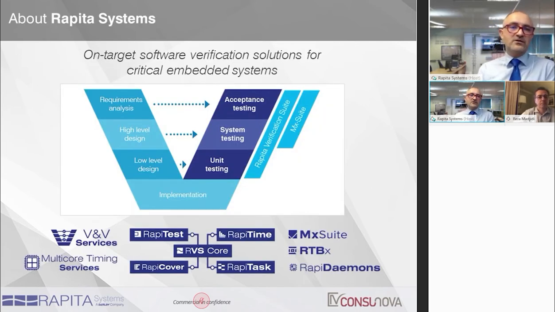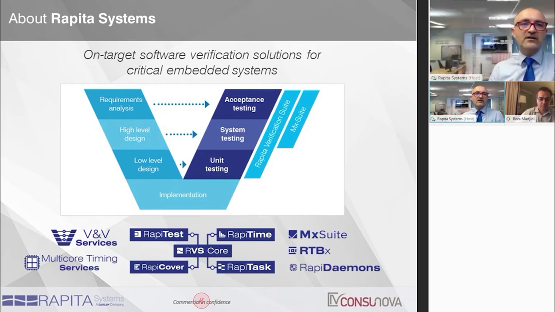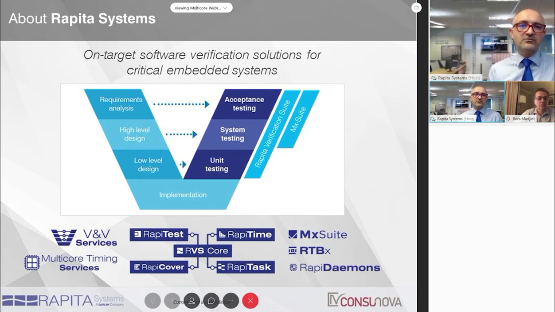So a quick word about who we are. Rapita Systems is what we call a solutions company, providing on-target software verification for critical embedded systems. As part of our positioning, we apply our solutions on the right-hand side of the V model. We have a collection of tools and services, and the package we put together today is how to instantiate our tools to address the issue of CAST-32A.